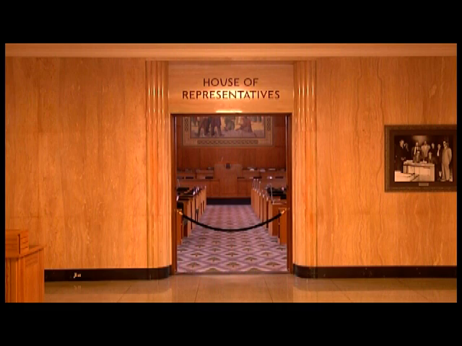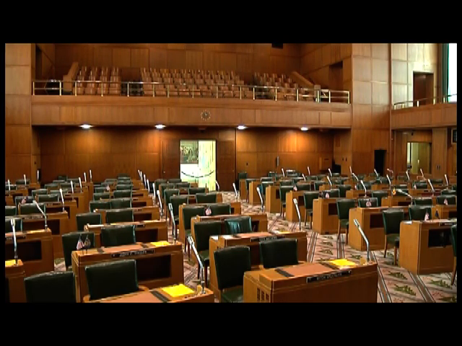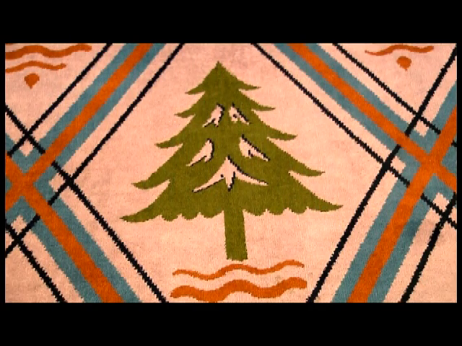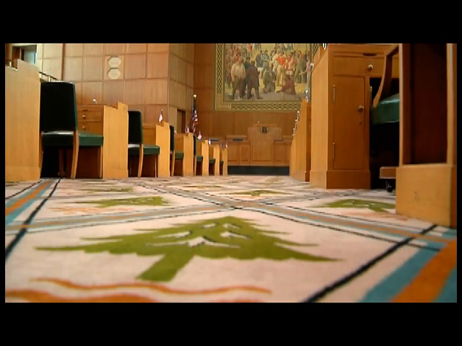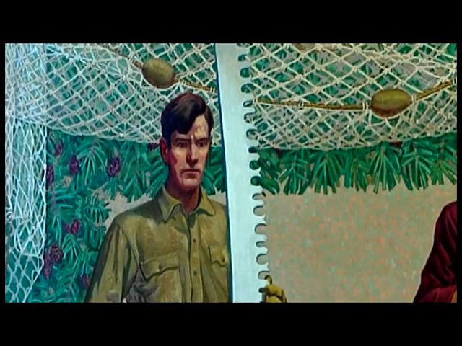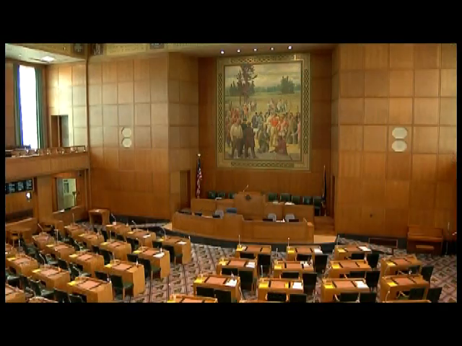Welcome to the House of Representatives. Golden oak paneling and furniture decorate Oregon's House of Representatives. The distinctive carpet features a repeat pattern of Oregon's state tree, the Douglas fir, which also signifies Oregon's timber industry. The House consists of 60 members who serve 2-year terms.